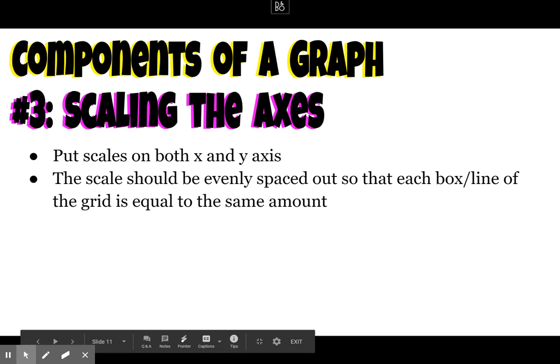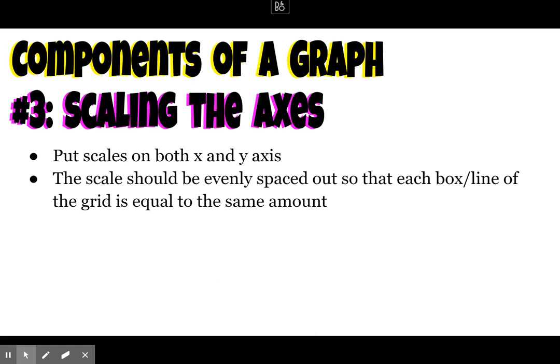And now scaling the axes. That's our third component. You want to put scales on both the x and the y-axis. The scale should be evenly spaced out so that each box or line of the grid is equal to the same amount. And so common ways are counting by 5s or 10s or 20s or 50s, just depending on what you are looking at. You don't want to scale it 1, 2, and then all of a sudden jump to 17, and then to 23, and then to 35. It should be evenly spaced out.